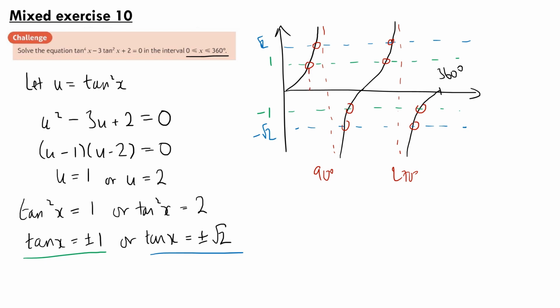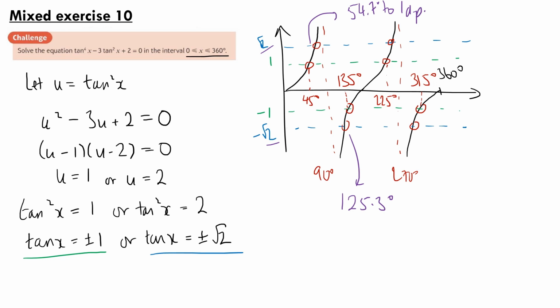So these points here will be 45 degrees and 225 degrees. This one here will be 135 degrees. And this point here, 315 degrees. I'm using my calculator to find the inverse tan of root 2 and minus root 2. For this solution here, we get 54.7 to 1 decimal place. And down here, the inverse tan of minus root 2 gives us minus 54.73, and adding 180 to this, we get 125.3 to 1 decimal place.